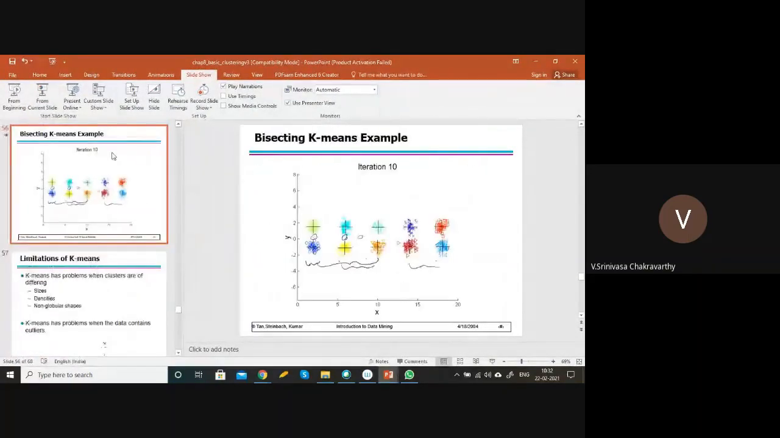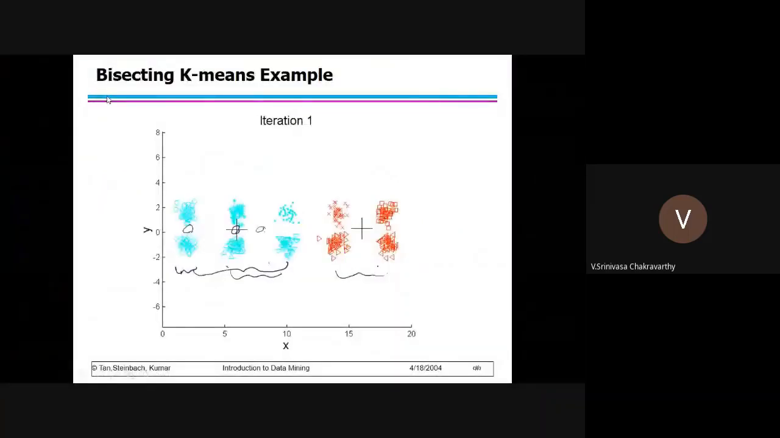Take this example. Iteration one. You see two clusters, right? So you randomly take 2 points. Let K be equal to 2 and do the clustering. And that gave this clustering. You start with K equal to 2. You know the probability of picking different clusters, that is k factorial by k power k, right?